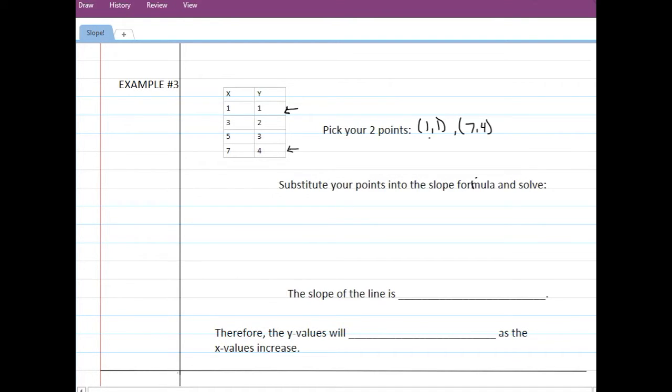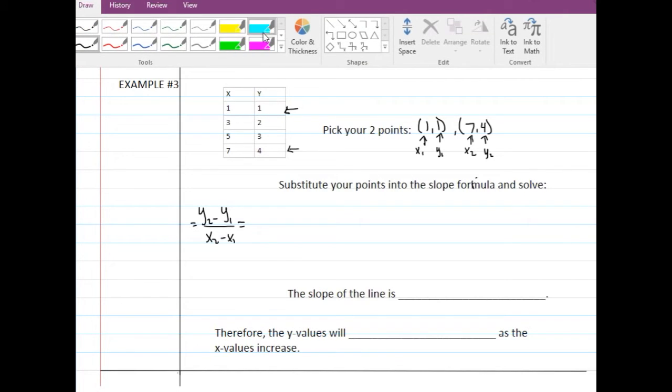So now let's label our numbers. This 1 right here is going to equal x1. The y value 1 is going to be y1. 7 is going to be x2. And 4 is equal to y2. So let's recall our slope formula. It is y2 minus y1 over x2 minus x1. And let's highlight all of our numbers.